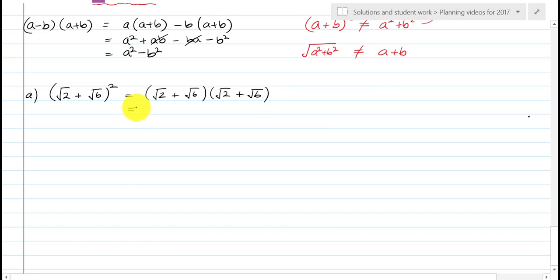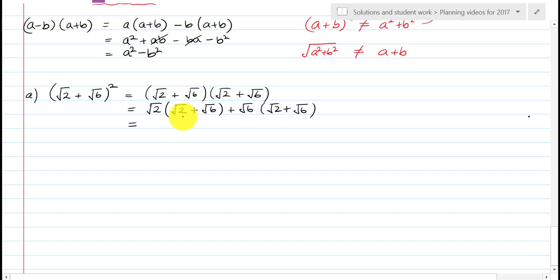And so they're quite easy questions. You should be able to get them all out. I distribute the first bracket over the second, which gives me the square root of 2 times (the square root of 2 plus the square root of 6), plus the square root of 6 times (the square root of 2 plus the square root of 6).